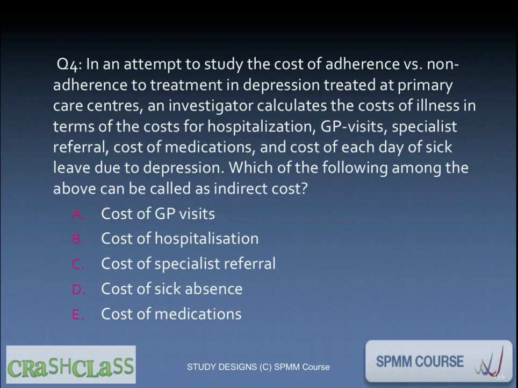Next question. In an attempt to study the cost of adherence versus non-adherence to treatment in depression treated at primary care centers, an investigator calculates the costs of illness in terms of the cost for hospitalization, GP visit, specialist referral, cost of medications, and cost of each day of sick leave due to depression. Which of the following among the above can be called indirect cost? Cost of GP visits is a direct cost. Cost of hospitalization is a direct cost. Cost of specialist referral is also a direct cost. Cost of sick absence is borne by the person who is suffering from the illness. So that is indirect cost.